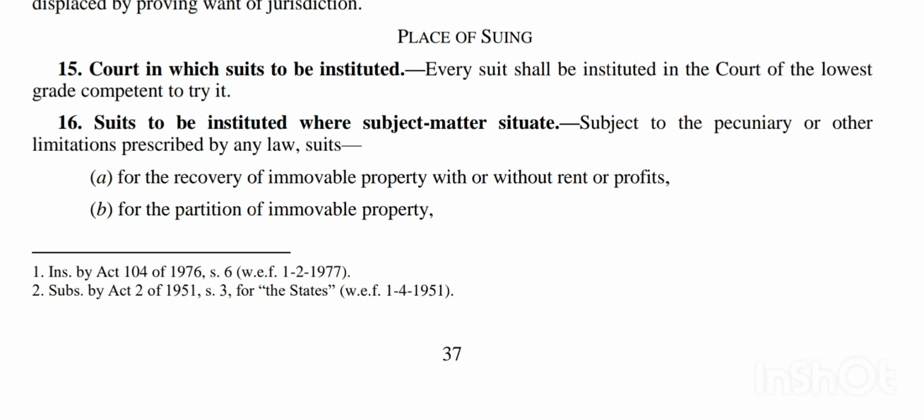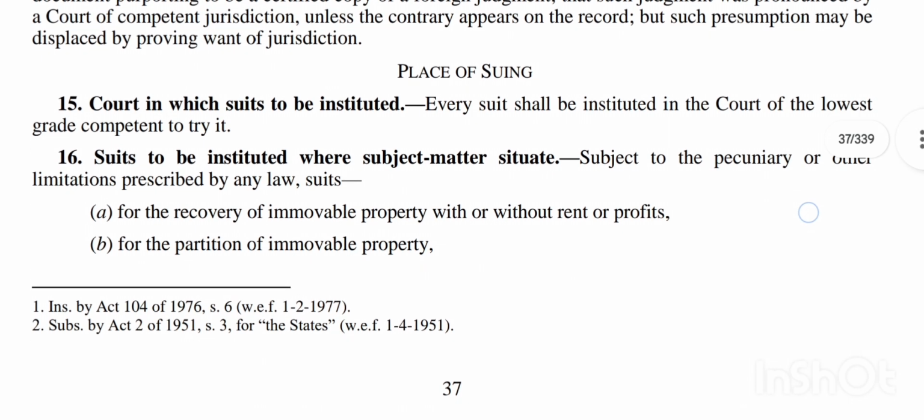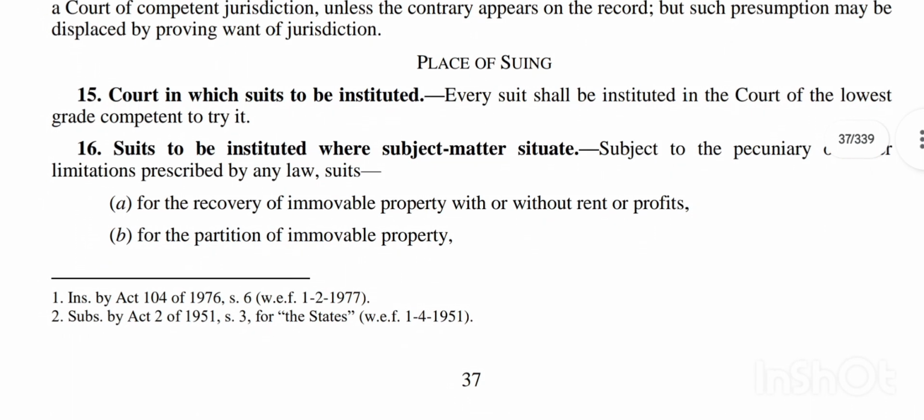That is why he is termed as defendant. And the reason we call him a plaintiff is that whenever a suit is instituted in a civil court, he files a plaint in the court. So that is why he is called plaintiff and the other one is defendant. Okay, so I think you have now understood our topic, place of suing.